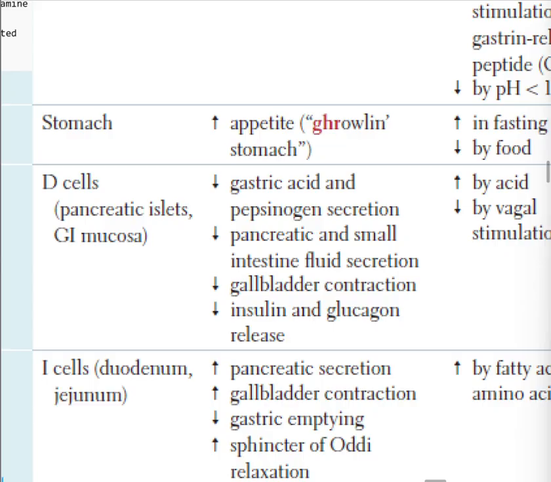There are some other effects of somatostatin mentioned in the book, and these include decreased pancreatic and small intestine fluid secretion. Basically, it suppresses this secretion, which results in reduced digestive activity. Then it also decreases gallbladder contraction, which again slows fat digestion. And then it also decreases insulin and glucagon release from the pancreatic islets. It reduces insulin through beta cells and decreases glucagon through alpha cells. So it regulates endocrine pancreatic activity also.